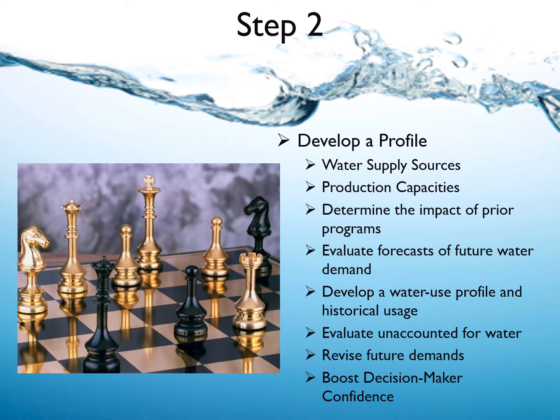Evaluate unaccounted for water. Understand that just because you know, for example, that turf replacement saves 44 gallons per square foot for a year, there's going to be some unaccounted for water that's just wasted, that you're never going to account for. So build in a little percentage, plus or minus 2%. And don't be afraid to make revisions along the way.